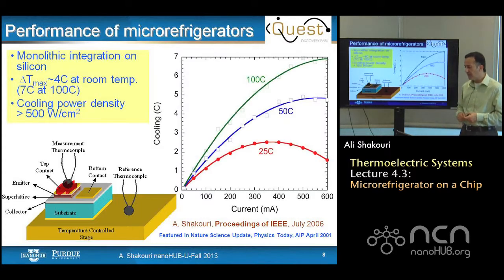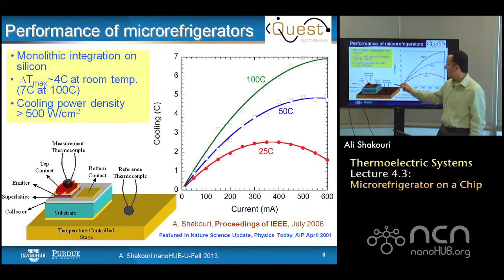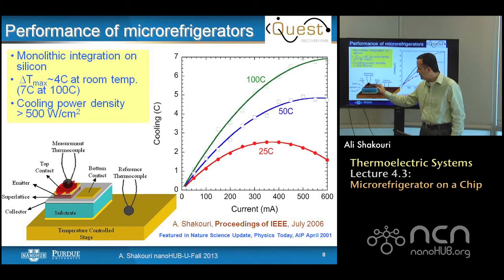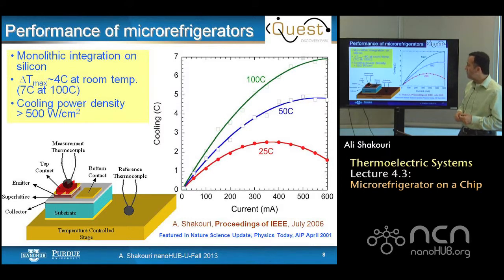This is the kind of cooling that has been obtained with currents on the order of 400-500 milliamps. You can get, at 100 degrees Celsius ambient temperature, 7 degrees Celsius cooling. That means this area on the device is 7 degrees cooler than the surroundings. And this is happening because we are sending current through this area. The cooling power densities are large, and we'll describe that a little bit.